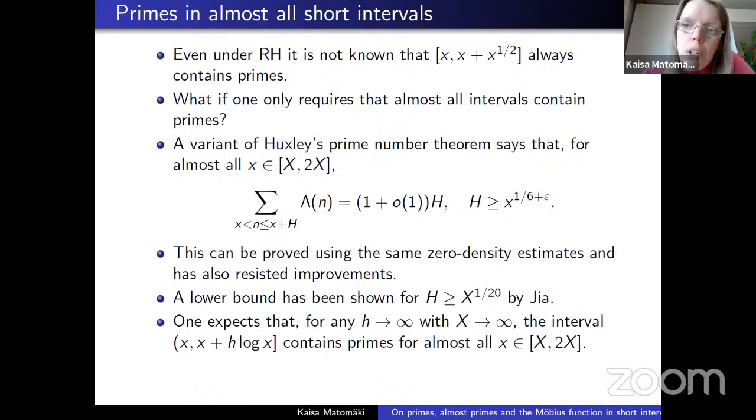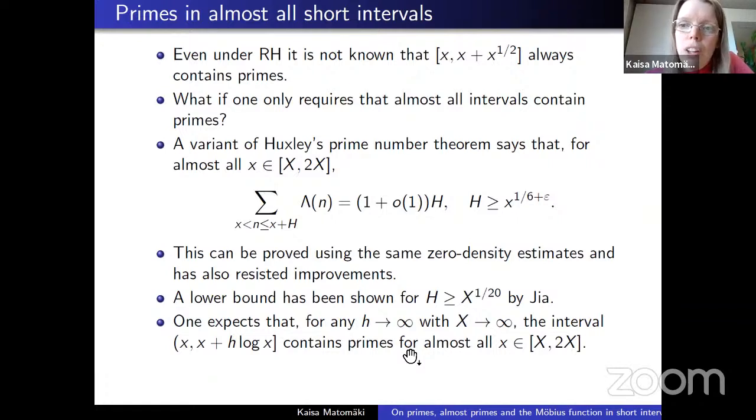And also, similarly to the all interval case, one can do a lower bound for quite a bit shorter intervals. In this case, for intervals of length x^{1/20}. But again, we are quite far from what's expected to be true. It's expected that for any h tending to infinity with x, the interval of length h log x contains primes.